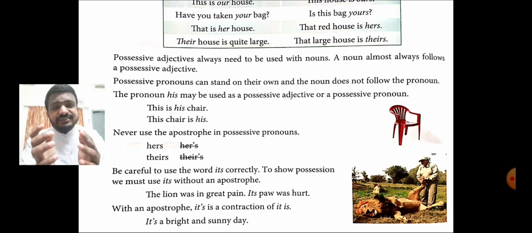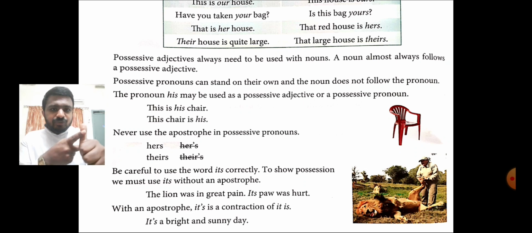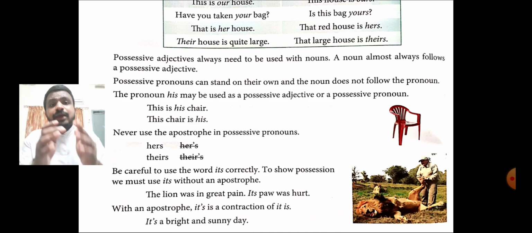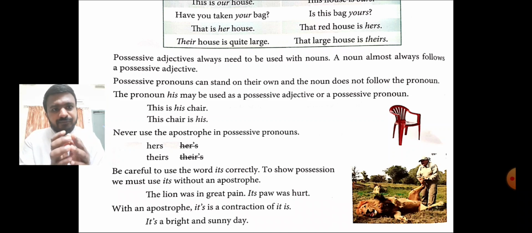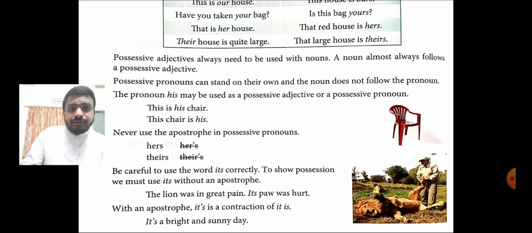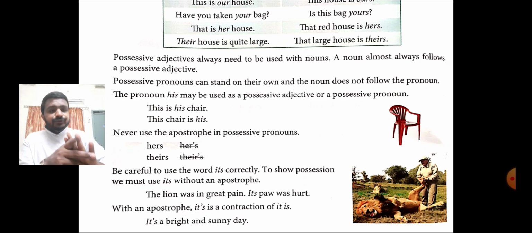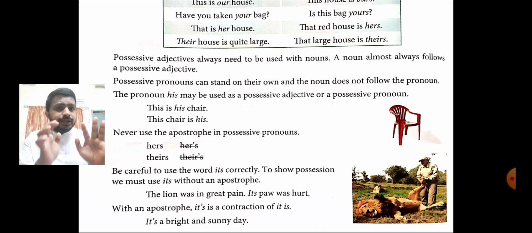But from the sentence itself, you can understand. In the first sentence, his is being used just before the noun, and we can say that it is a possessive adjective. But look at the next sentence. His is being used as a possessive pronoun. Now, whenever you use hers or theirs, there is no need for putting any apostrophes.